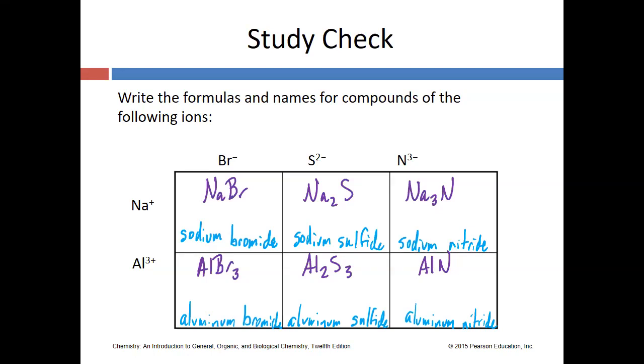Aside from that, we also wanted to recognize we hadn't worked with some of these ions before. Remember, they all switch to -ide endings. So sulfide and nitride would have been the correct ions for the second and the third columns. All right, any questions with these?